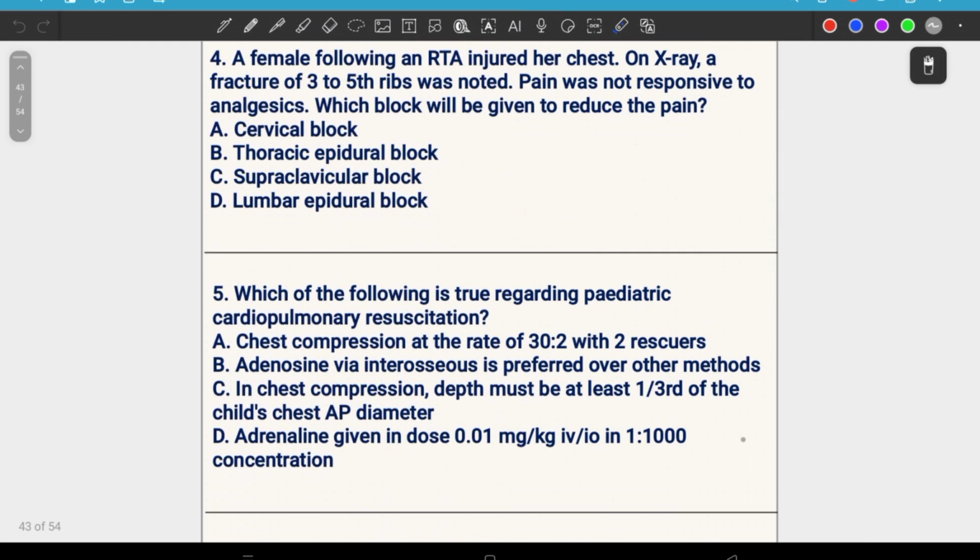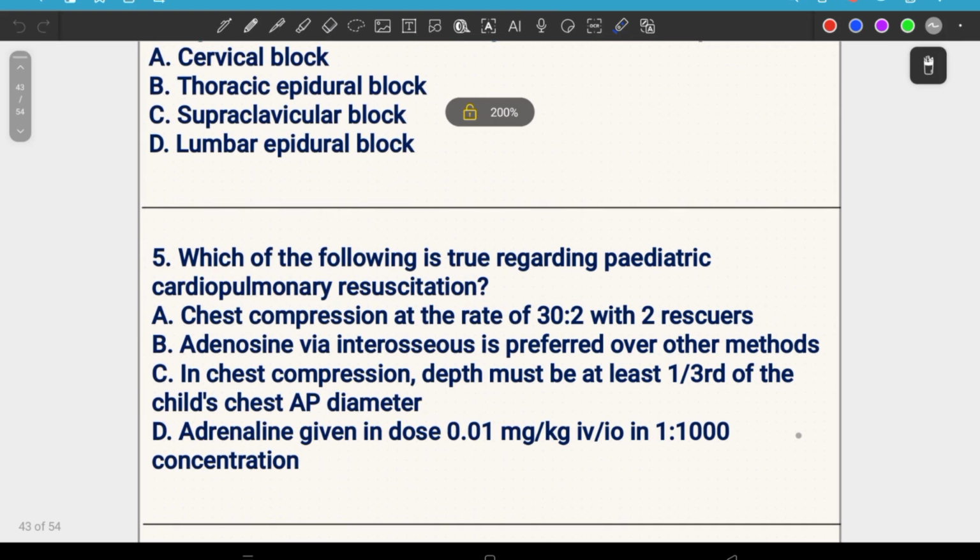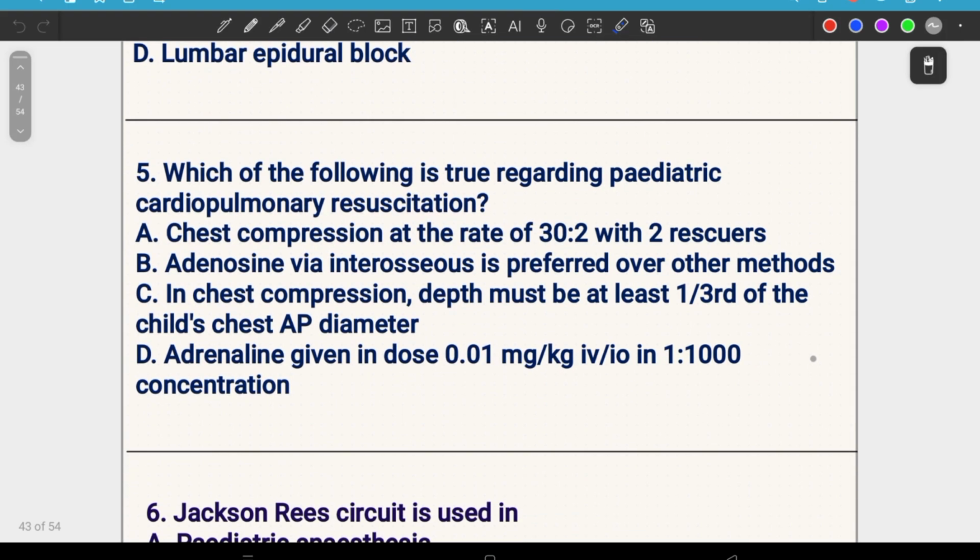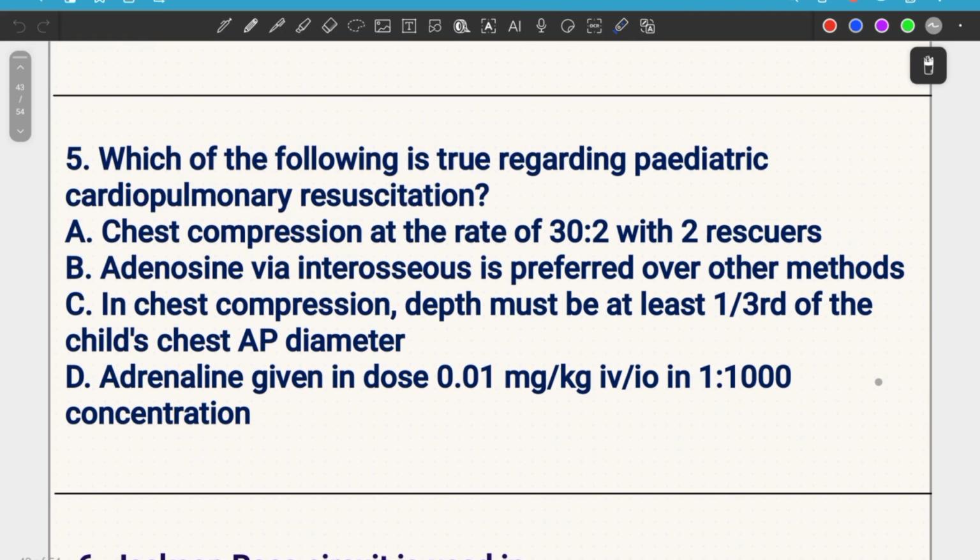Let's start the fifth question. Which of the following is true regarding pediatric cardiopulmonary resuscitation? Now, this should be very easy for you. Let's see. First option, the chest compression at a rate of 30:2 with two rescuers.